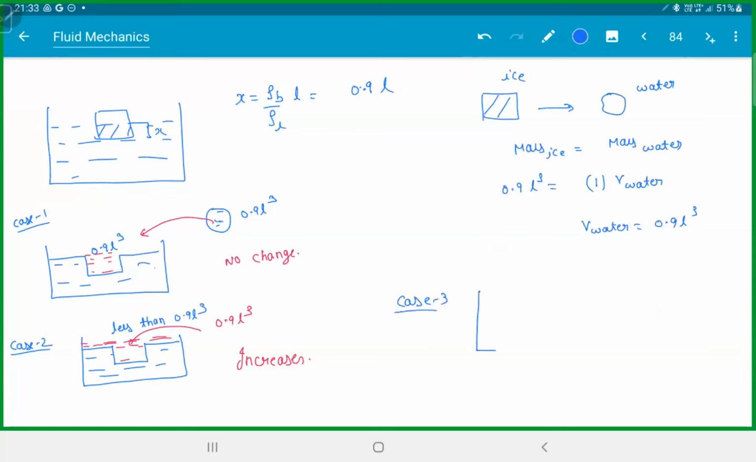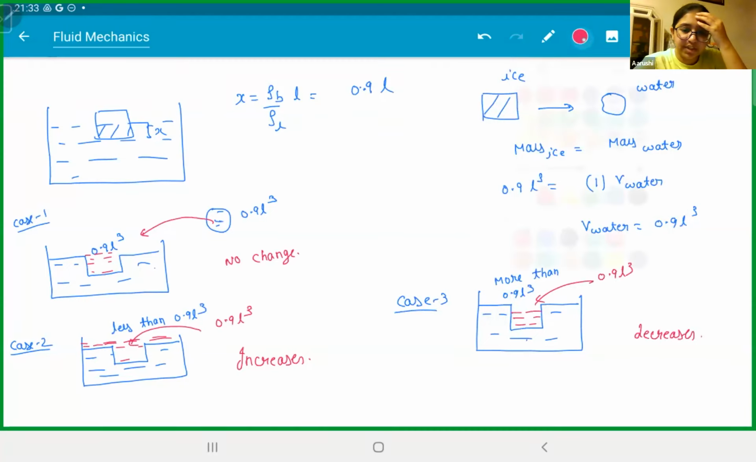Case 3, what will happen to the cavity? More, no? More than 0.9 L cube. Now in this, if you put 0.9 L cube of water, you actually get a gap there. So the liquid level actually decreases. Is this clear, everyone? Do check it out. It's a good one.